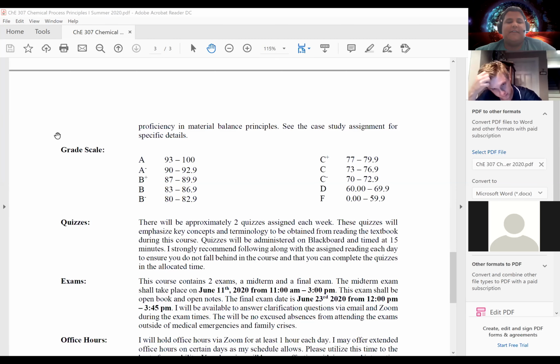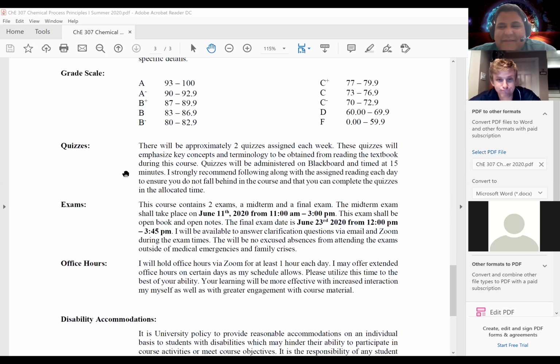Grading scale, just use the pretty standard plus minus scale that we have, where 93 and above is an A, 90 to 93 is an A minus, and things like that. There's the grading scale.